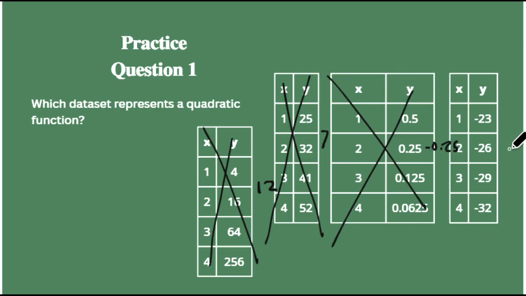Negative 26 plus 23, because it's subtracting a negative. This would be a negative 3. Negative 29 plus 26 would be a negative 3. Negative 32 plus 29 would be a negative 3. This is our winner chicken dinner.